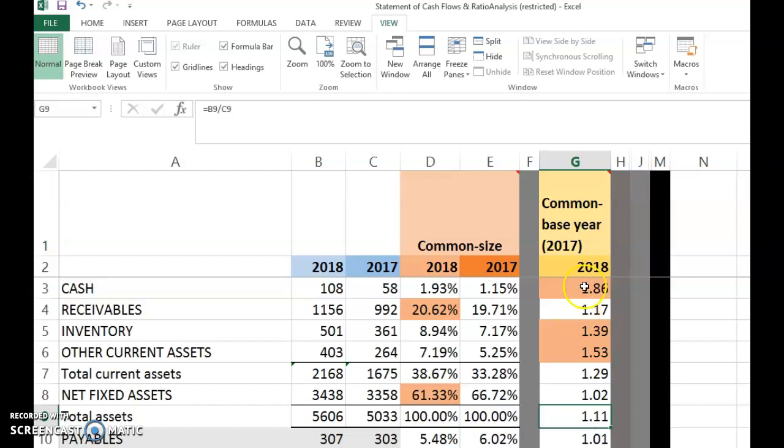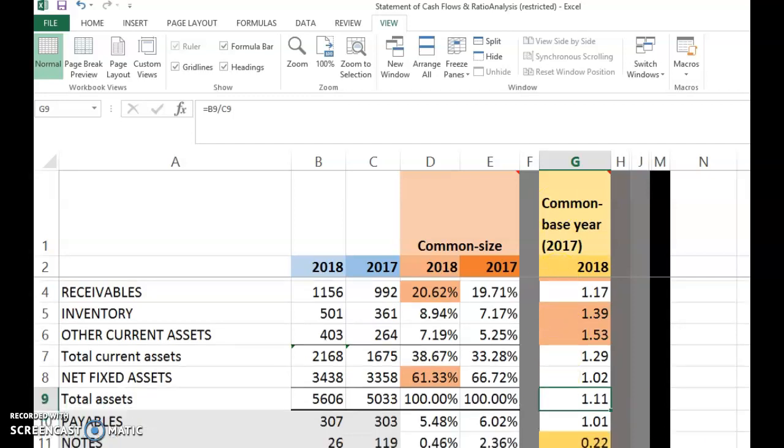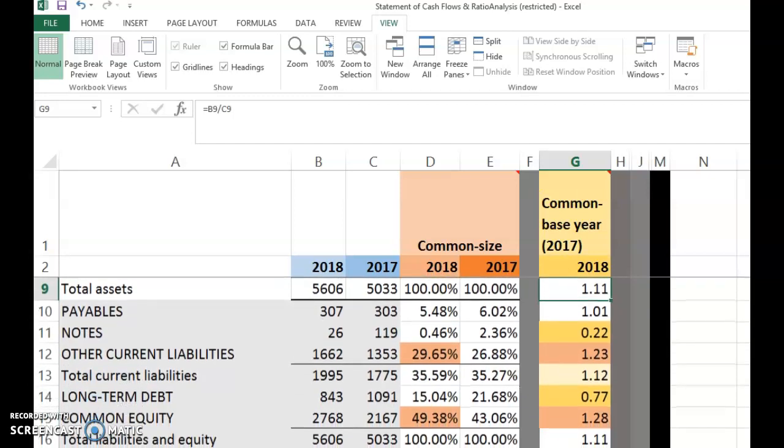Okay, so if it is lower than 1, of course it can be lower than 1. If it is lower than 1, it indicates that the item has reduced in value compared to the base year. So that's the idea behind this common base year of balance sheet. All right, you can do the same for the liabilities and equities portion here.